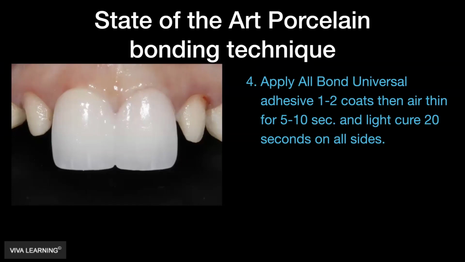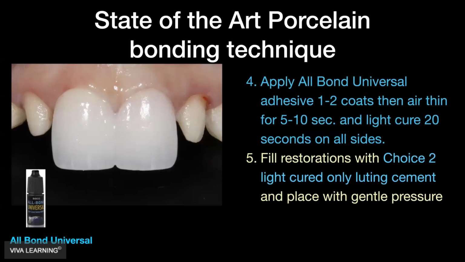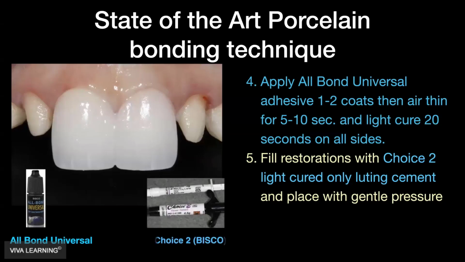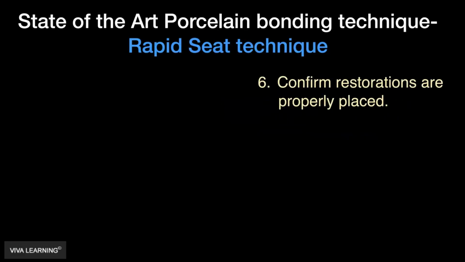Then after I etch, I put my All-Bond Universal 1 to 2 coats, air thin it, and then we're going to light cure on all sides. And then we're filling with Choice 2. I like using this luting resin. I've been using this luting resin forever, okay? And 95% of my cases is with translucent because all the color is built in. Sometimes I'll use something a little bit different, either B1 if I want to increase the brightness. But other than that, 95% is all with translucent. This is light cured only, and that's what you want to have, light cured only. Then I do a rapid seat technique.